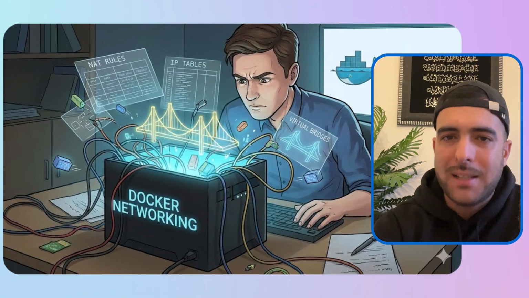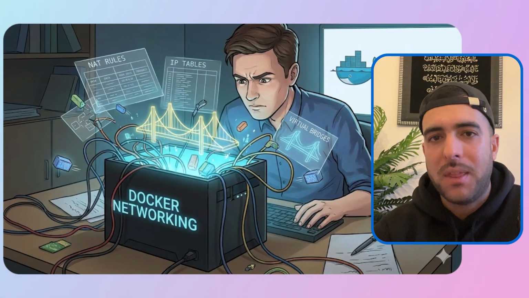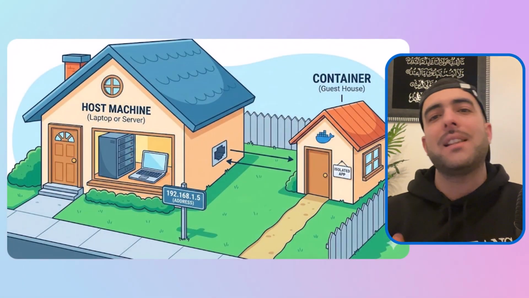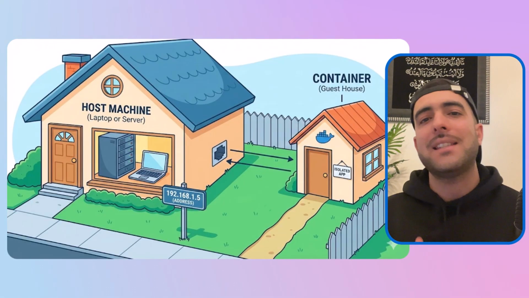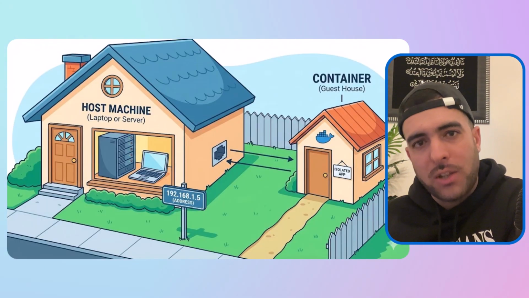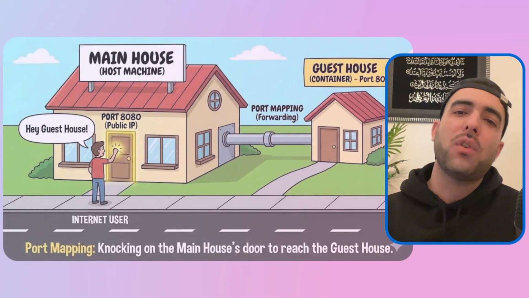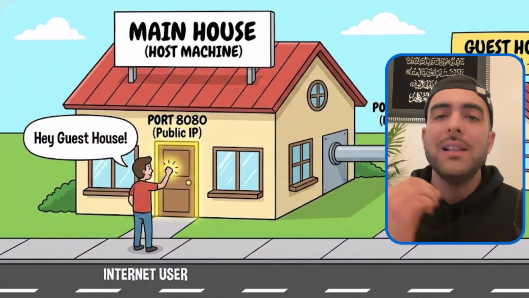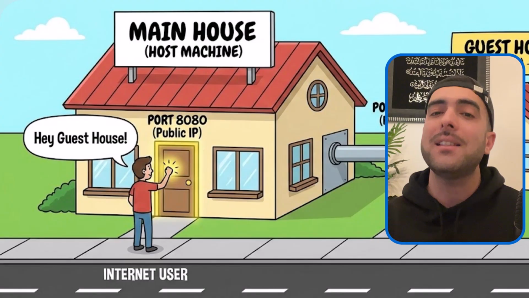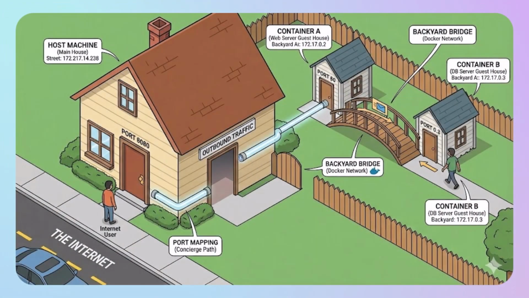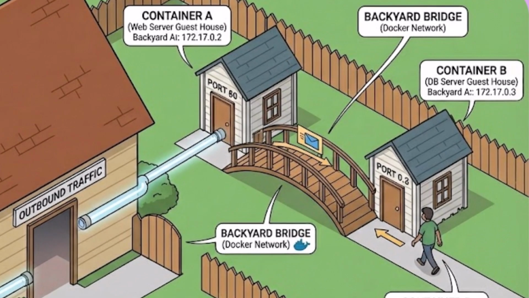It feels like a black box of virtual bridges, NAT rules, and IP tables, but in 2026 it does not have to be that way. So think of your host machine, whether it's a laptop or a server, as a main house at an address, and think of the container as the tiny guest house in the backyard of that main house. Now, if someone from the street, in other words from the internet, wants to talk to the guest house, they have to knock on the main house's door first, and this is port mapping. Now, if the guest house wants to talk to another guest house in the same backyard, they don't go out to the street, but they use the backyard bridge. This was probably a stupid analogy, but anyway.